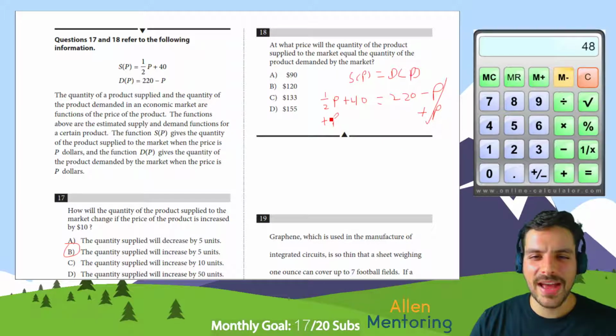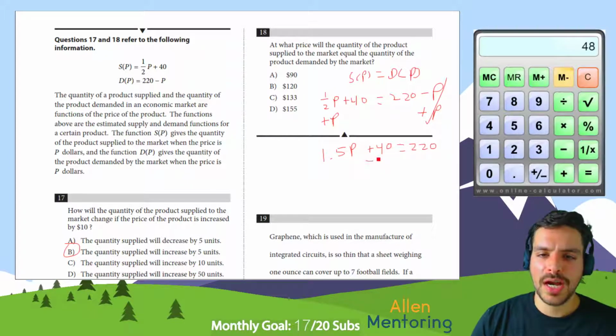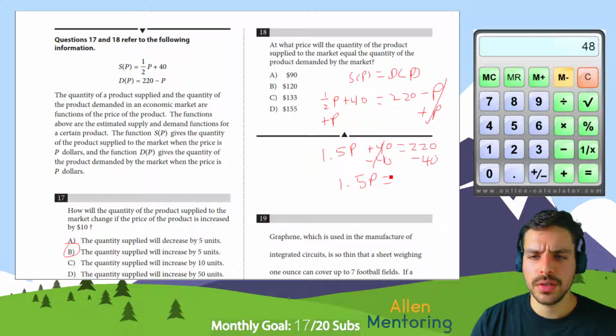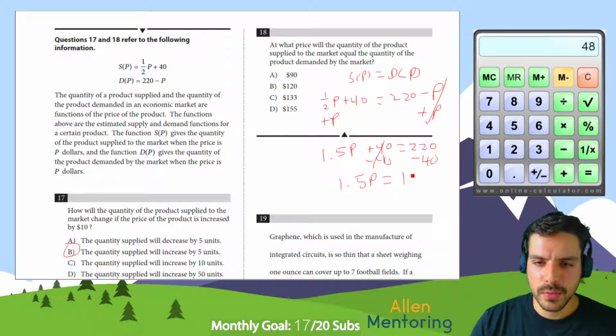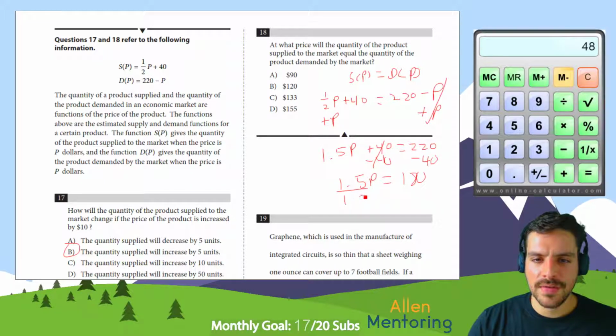And what is 1/2 P plus 1P? 1/2 plus 1 is equal to 1.5 P plus 40 is equal to 220. We're going to subtract 40 on both sides. And now you get 1.5 P is equal to 220 minus 40, I believe, is 180. Okay, could be wrong. And then we want to isolate P by dividing 1.5 on both sides.